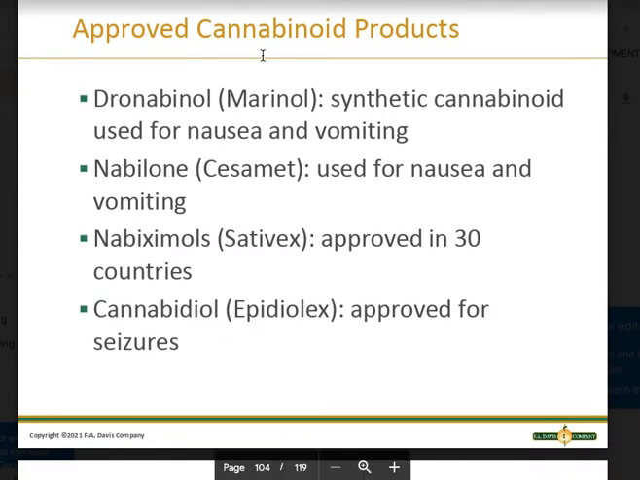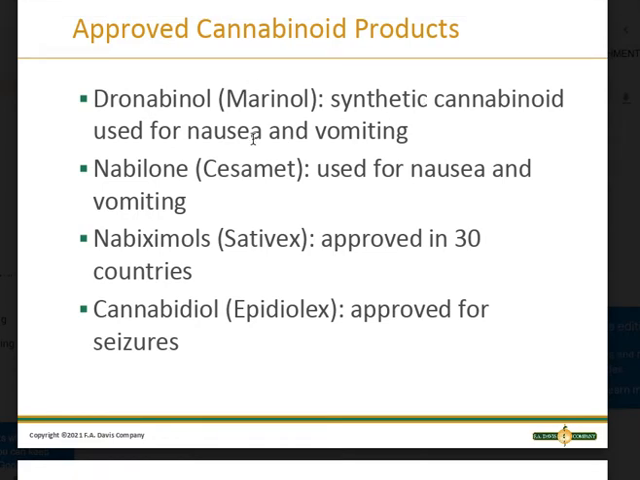There are some cannabinoid products on the market. Dronabinol is a synthetic cannabinoid for nausea and vomiting, a lot of times used for appetite stimulation. So you'll see it for chemo patients, or patients who are closer to end of life and not eating well. Still pretty functional, but we've used it as an appetite stimulant, a lot like Megace in that aspect.